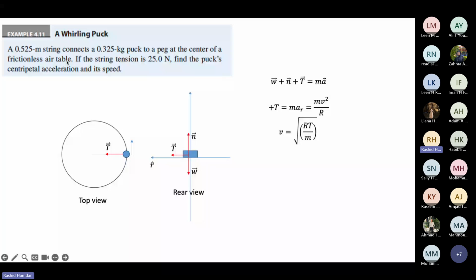You know what an air table is? You've probably seen this air hockey game. There are small holes and air comes out of them. This is actually just to reduce friction. The disc that we play with on the air table, we call it a puck. So the mass of this puck is 0.325 kilogram.